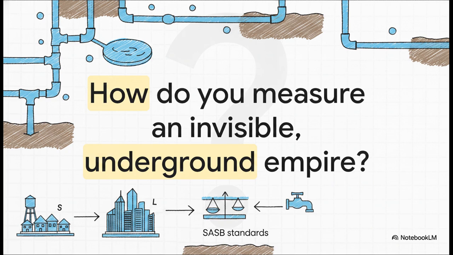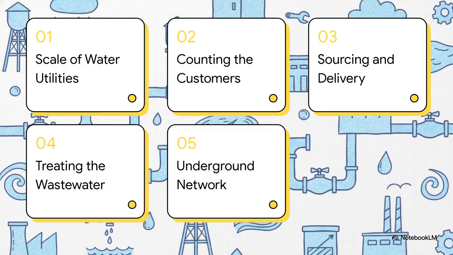If you want to know if a water utility is operating sustainably, efficiently, or responsibly, you first have to understand its size. You really can't compare a utility serving a small rural community with one serving a sprawling metropolis unless you have a standardized baseline. And that is exactly where the SASB standards come in, giving us the precise tools and metrics we need to measure this invisible empire.